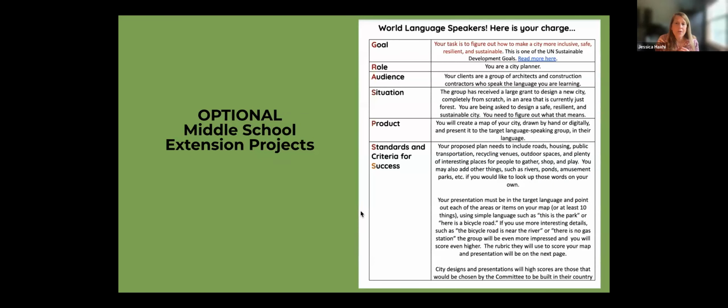And then this is an example that you'll also see in what I'm giving you, of our middle school extension project. So here's the one I was talking to you about. This is the GRASPS template from the Understanding by Design people, Grant Wiggins and McTighe. The kids are going to pretend they're a city planner. Their clientele is a group of architects and construction contractors. Wouldn't it be great if you could get real people who speak those languages to look at the kids' projects? And then they have a large grant. They have to design a city, and it has to be safe, resilient, and sustainable.